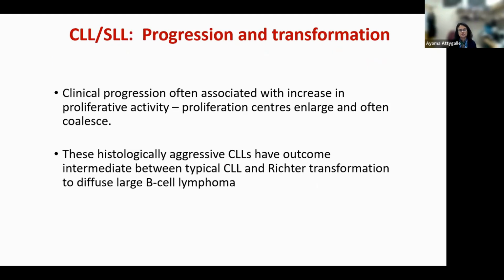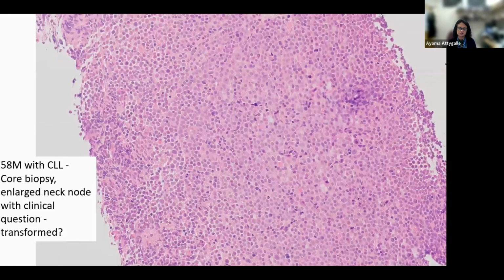Clinical progression is often associated with an increase in proliferative activity. In the lymph nodes, you see this as the proliferation centers enlarge and coalesce. These histologically aggressive CLLs have an outcome, not unsurprisingly, intermediate between the typical CLL and the Richter transformation to diffuse large B-cell lymphoma.